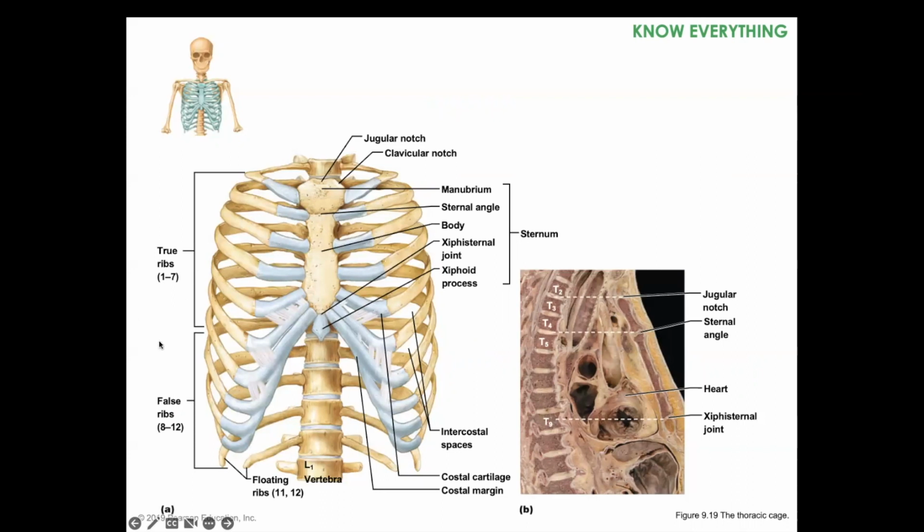And then your last 2 ribs are floating ribs, so rib 11 and 12 are floating. That's because they do not connect to the sternum at all. They only connect to the thoracic vertebrae.